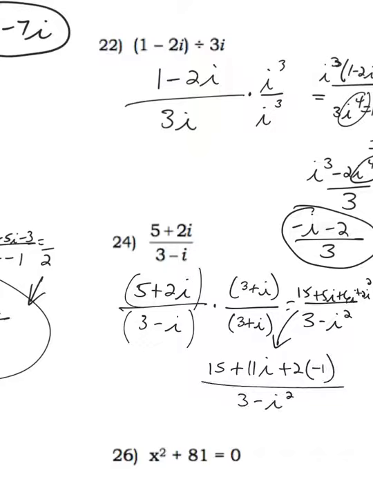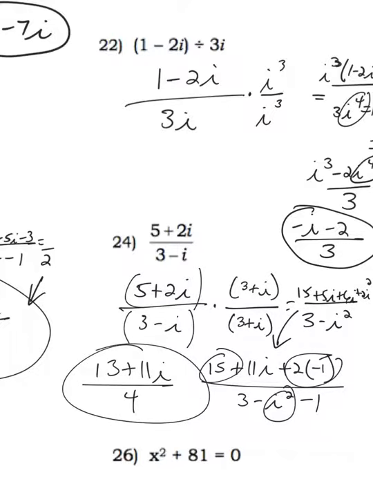I have not even yet simplified the i squared, but I'll do that in a second. If I combine 15 with negative 2, I get 13, and then I have the 11i still up there. Remember that i squared is equal to negative 1, and 3 minus negative 1 is 4. Here is your end result.